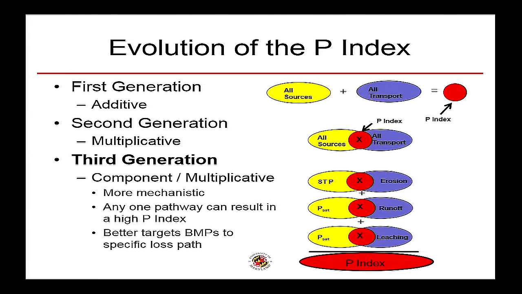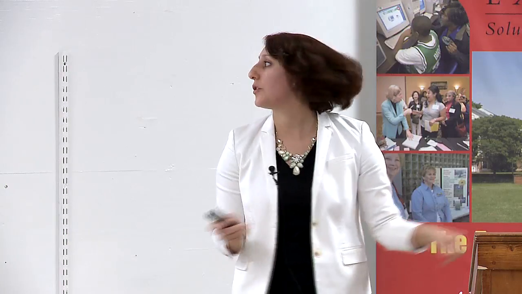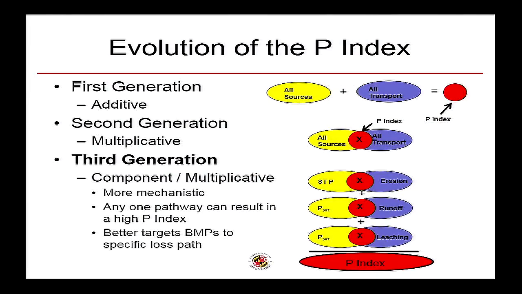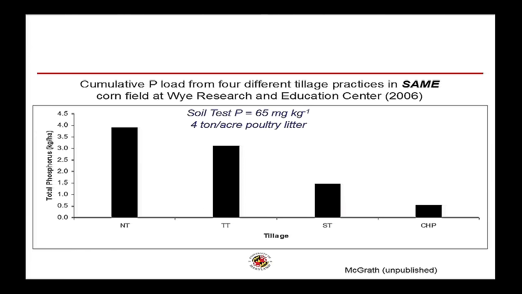We're doing this because it's more mechanistic. It's giving us a better idea of what's actually happening on your field. And numerically now, any one pathway can result in a high P index score. So if you're in a situation where erosion is dominating, numerically it will actually come out that way. And you, as the producer, will be able to see, okay, what is my problem here? And how can I better target my management practices to deal with that specific pathway?